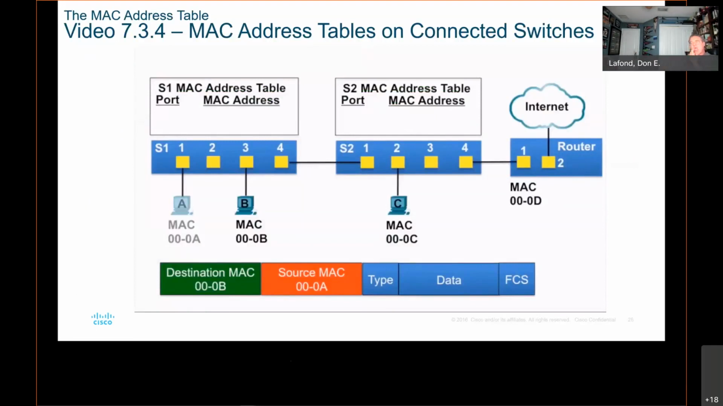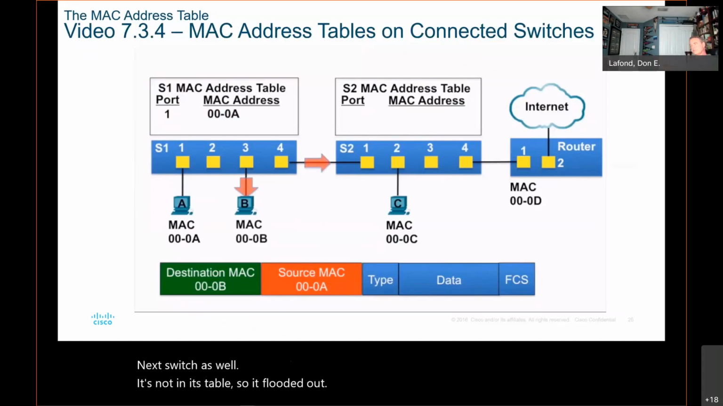PCA has an Ethernet frame to send to PCB. The source MAC address of the frame is 000A, and the destination MAC address is 000B. The Ethernet frame is sent to switch S1. S1 receives the Ethernet frame, examines the source MAC address, and notices that this MAC address is not in its MAC address table, so it adds the MAC address and the incoming port number. Next, switch S1 examines the destination MAC address and notices that this MAC address is not in its table, so it floods it out all ports.